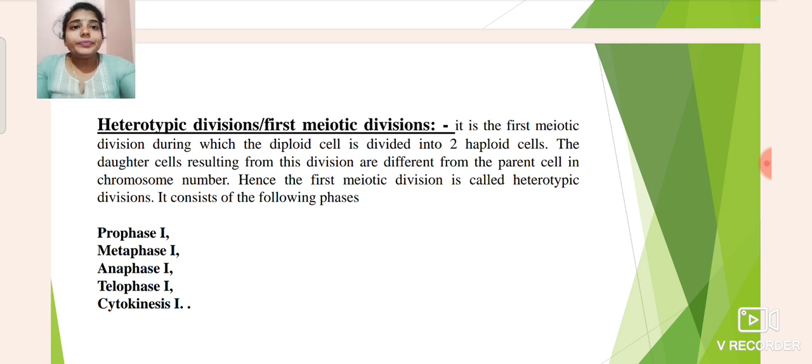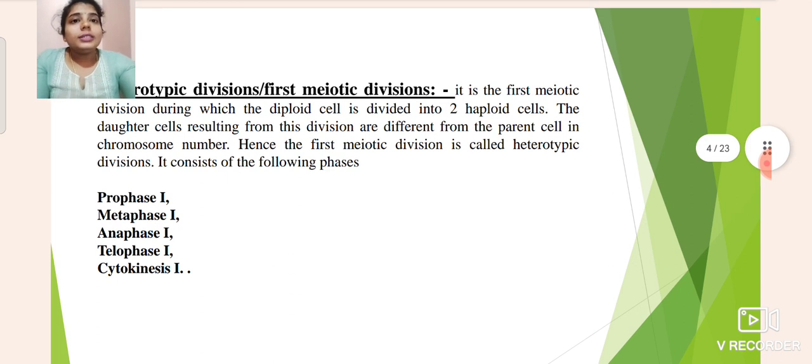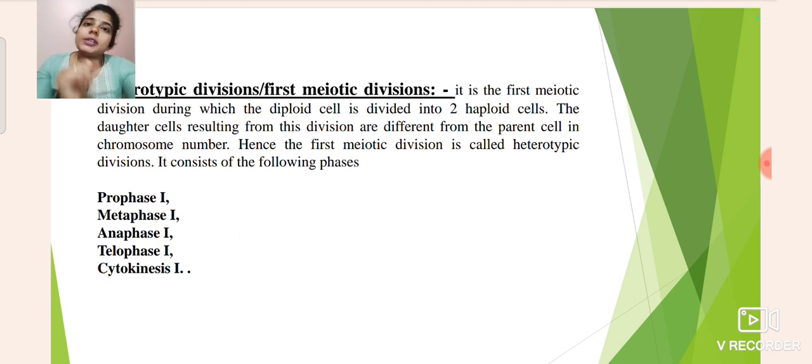The heterotypic division consists of five stages. We call them prophase first, metaphase first, anaphase first, telophase first, and cytokinesis. Let us discuss them one by one.